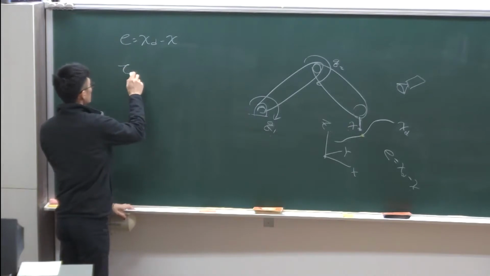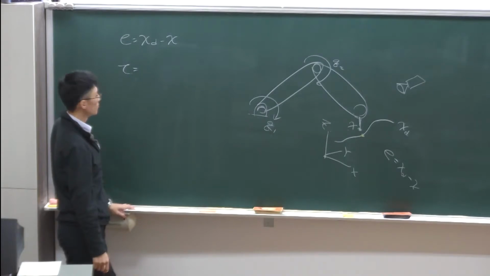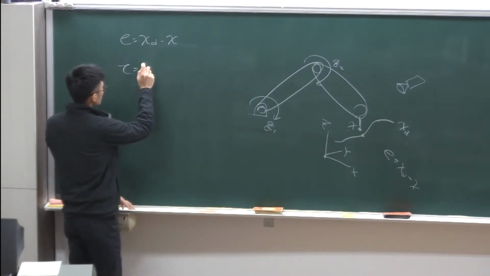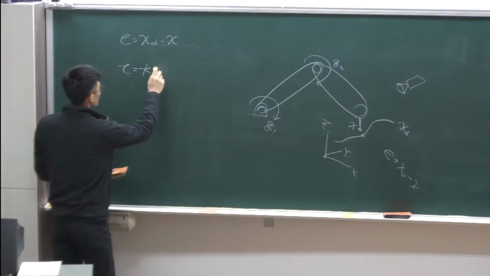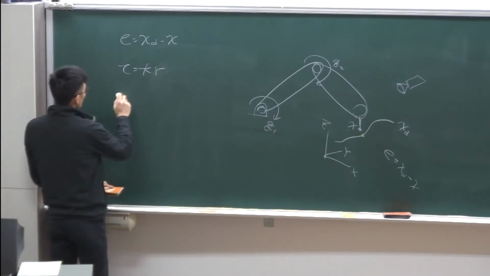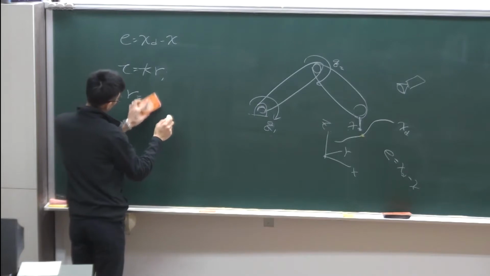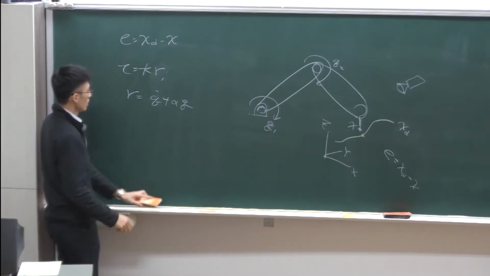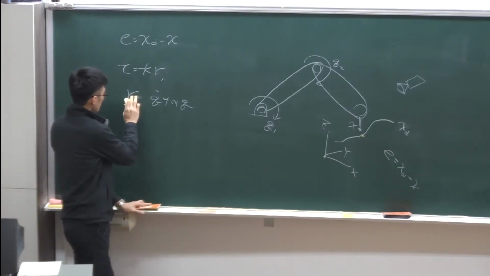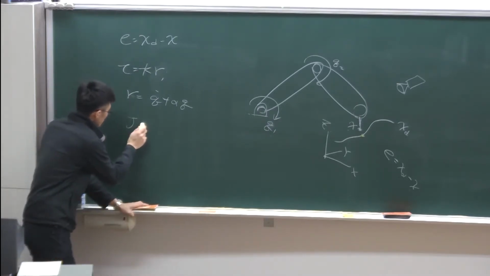And in your controller you will design feedback terms. Usually the feedback term is maybe minus K R, and R is maybe e dot plus alpha e, for example, right?